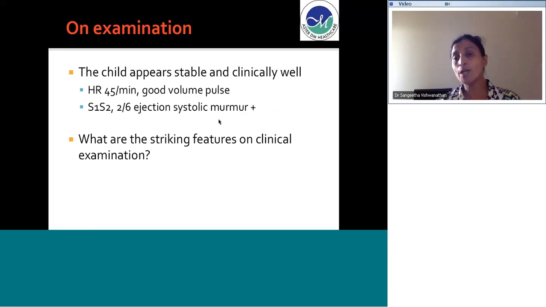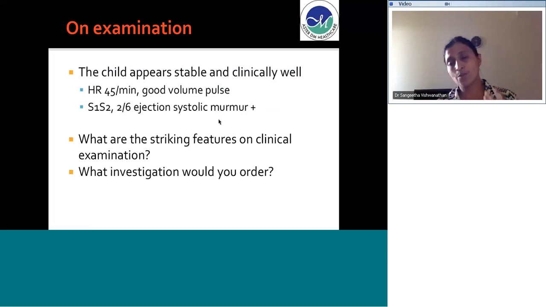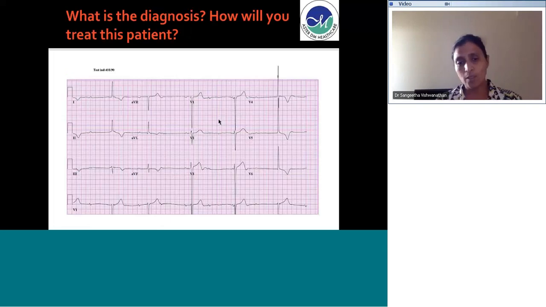Okay, so you would want to do an ECG. Okay. So what investigation would you order? An ECG. So let's see what the ECG shows. So what does the ECG show? So what is the underlying cardiac rhythm here? Correct. So this patient has got complete heart block.